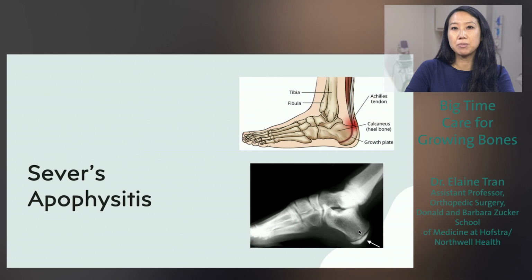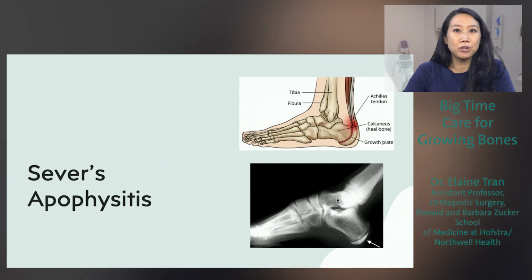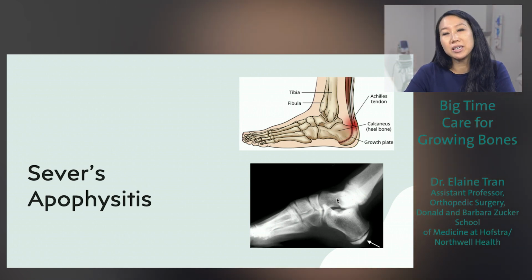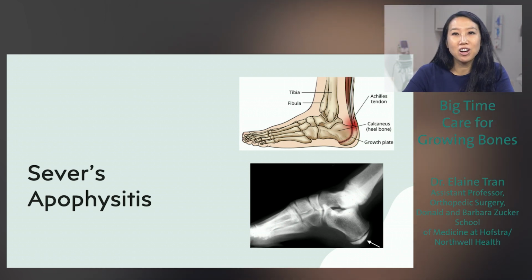I don't know if you can see my arrow, but the growth plate is made out of cartilage, so it shows up as this dark line on the x-ray. So what it is, it's an inflammation of that growth plate of the heel bone, and it's from repetitive stress. We can see it in kids who are very active, who are running a lot, playing soccer.